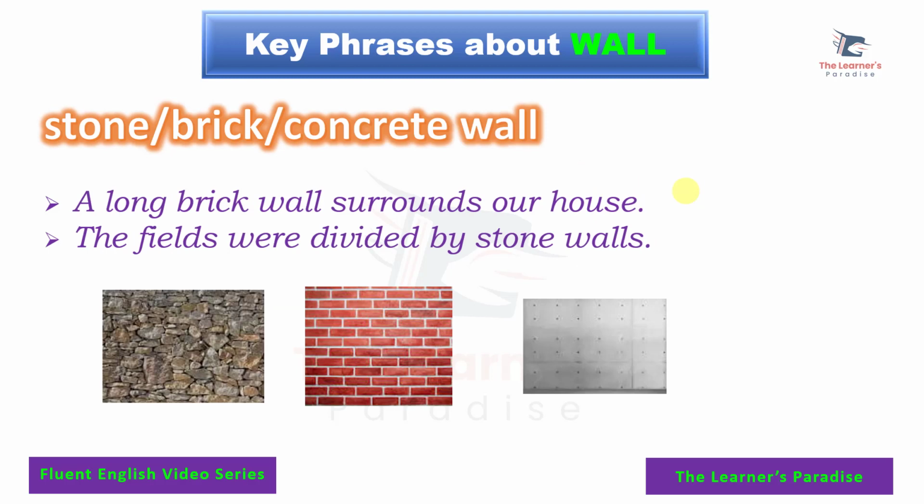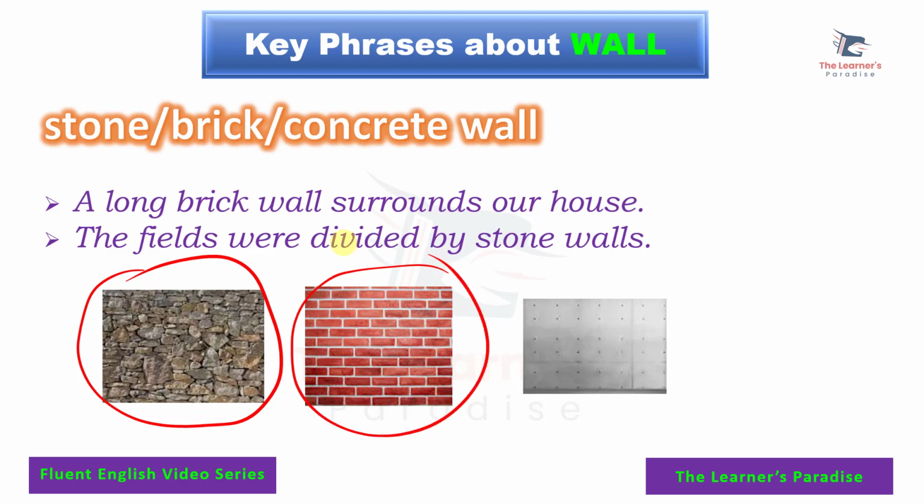Next we can have a stone wall, a wall that is made of stones. Then we have a brick wall that is made of bricks. Then we have a concrete wall that is made of cement and other materials or chemicals. Example sentences are, a long brick wall surrounds our house. Next is, the fields were divided by stone walls.